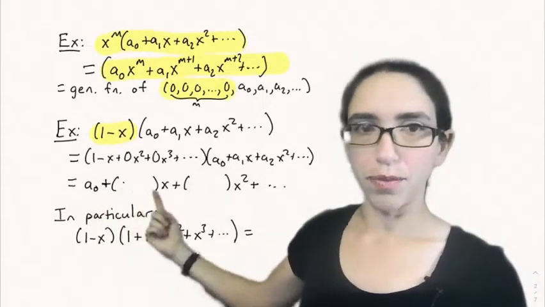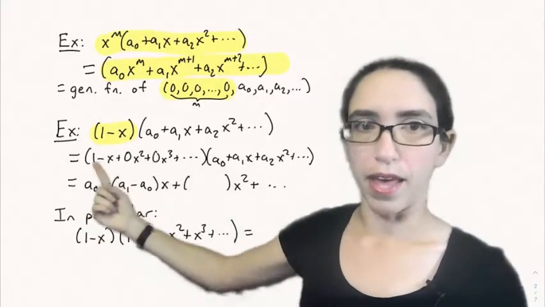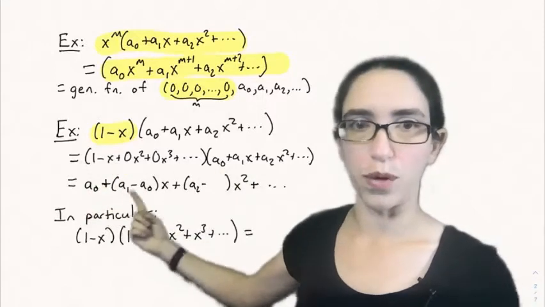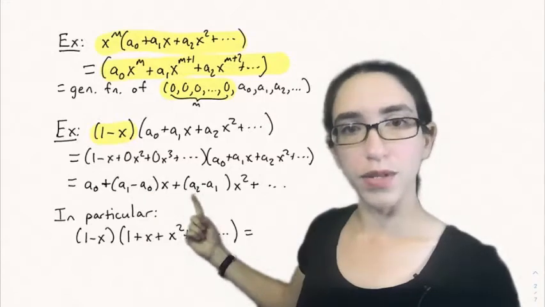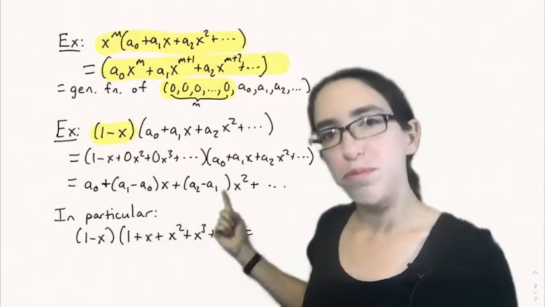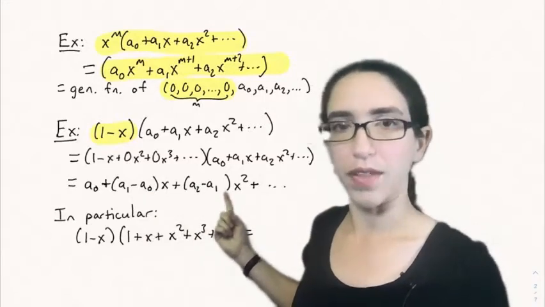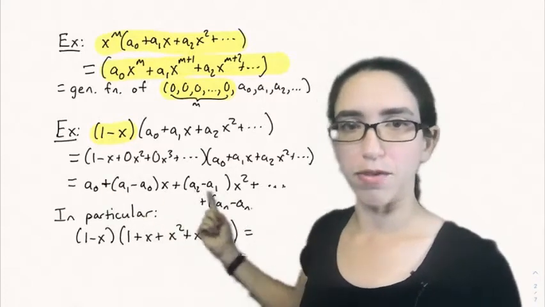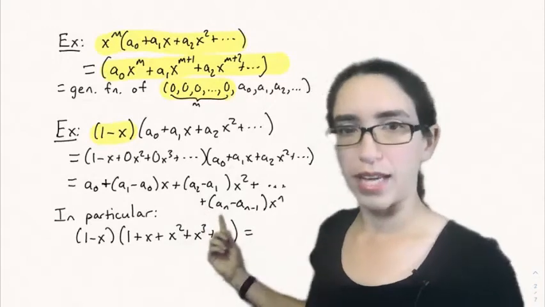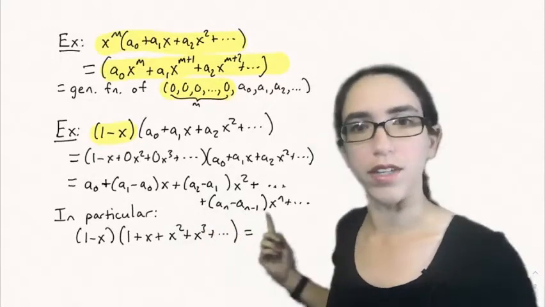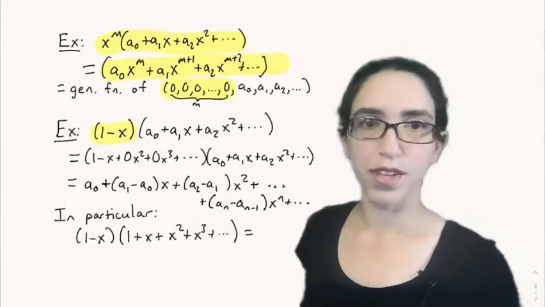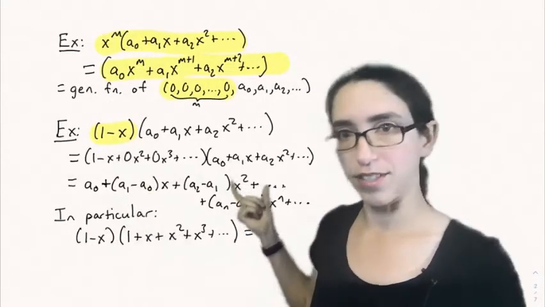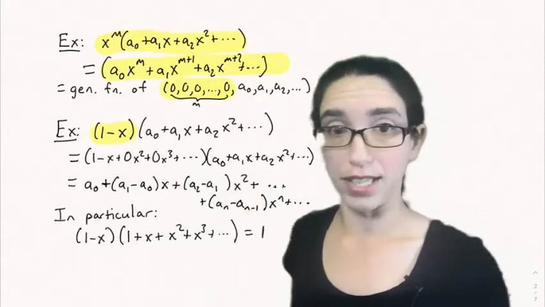And then the second term to get an x is 1 times a1 minus 1 times a0, which is a1 minus a0. Then the next one is going to be a2 minus a1 plus 0 times something, but we don't count that. And so in general, we'll always get a3 minus a2 and a4 minus a3 and so on. We'll get a sub n minus a sub n minus 1 as the coefficient of x to the n. And so multiplying by 1 minus x takes consecutive differences of the sequence that we're dealing with.